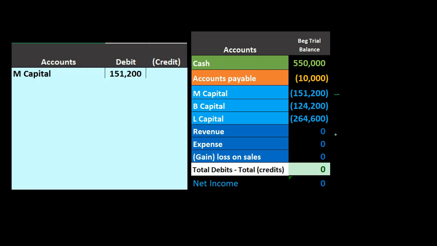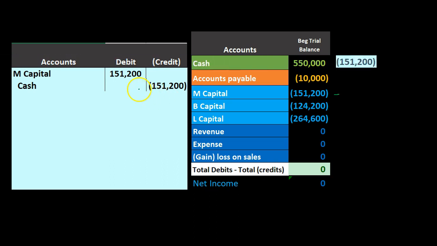We're going to debit the capital account because it's on the books for $151,200. This partner is leaving the partnership, so we will debit it to make that account go down. Then we will credit the cash account to pay off the cash. So cash has a debit balance. We will do the opposite thing to it, a credit, to make it go down.